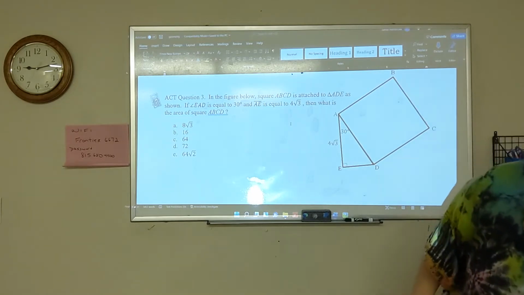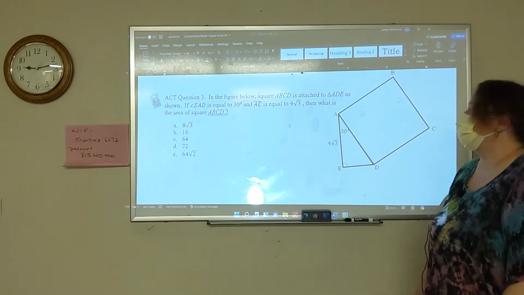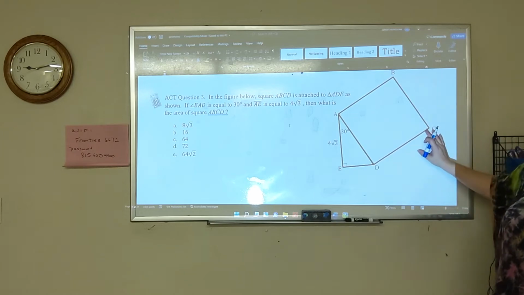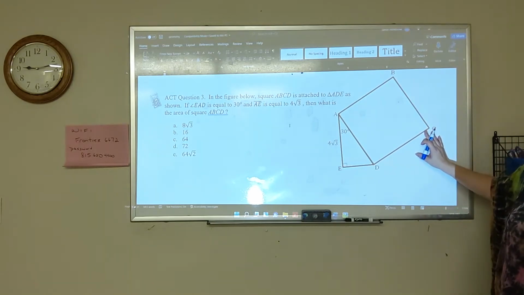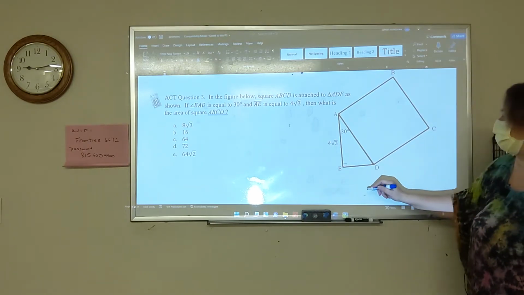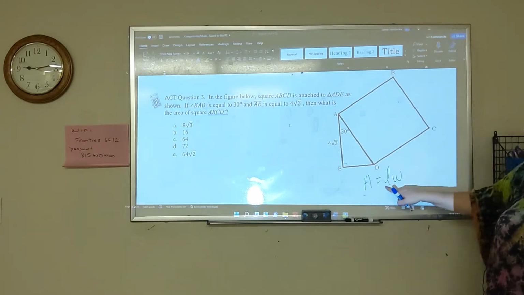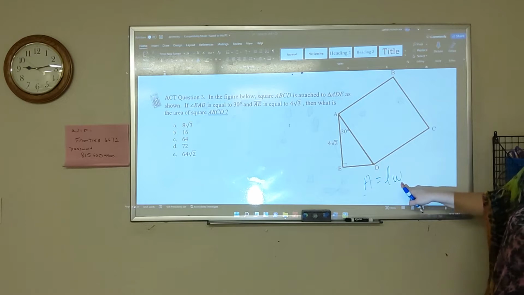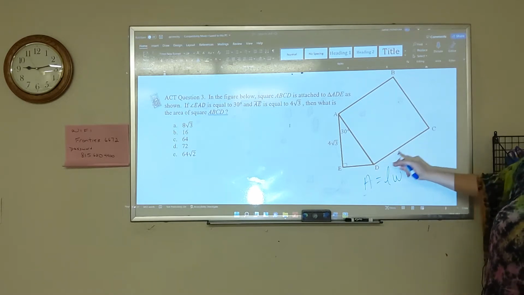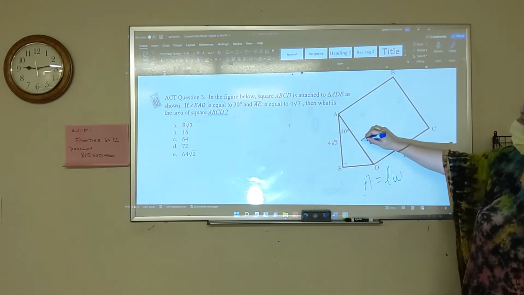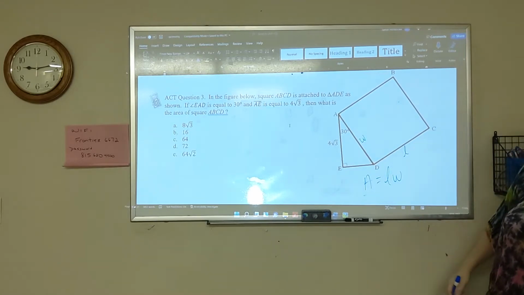Okay, so if we know this is a square, then we know the length and the width are the same, right? So to find the area of a square, it's just like finding the area of a rectangle. It's just length times width, but we know they're going to be the same number. So once I found one, I got the other. So I'm just going to label CD. I'm going to call that the length. And I'm going to call AD the width. You can do that backwards if you want. Doesn't really matter.